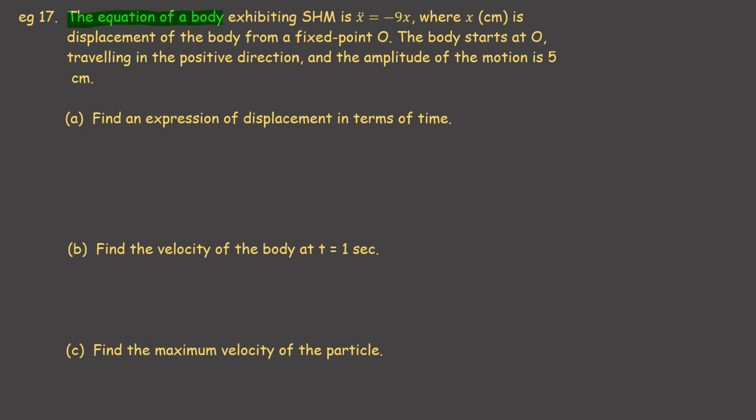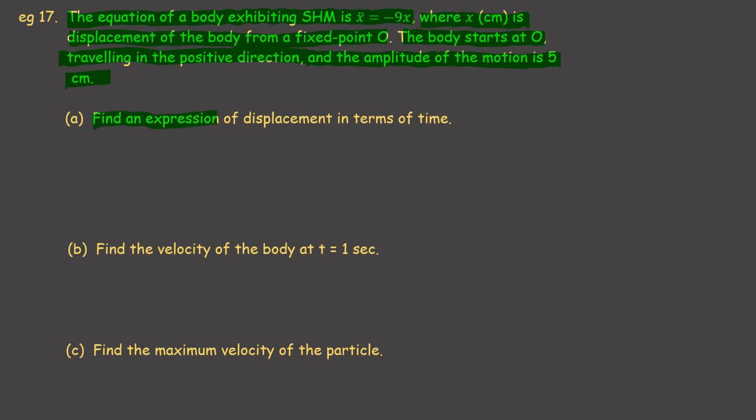The equation of a body exhibiting SHM is x double dot is negative 9x, where x in centimetres is the displacement of the body from a fixed point O. The body starts at O, travelling in the positive direction, and the amplitude of the motion is 5 centimetres. Find an expression of displacement in terms of time.